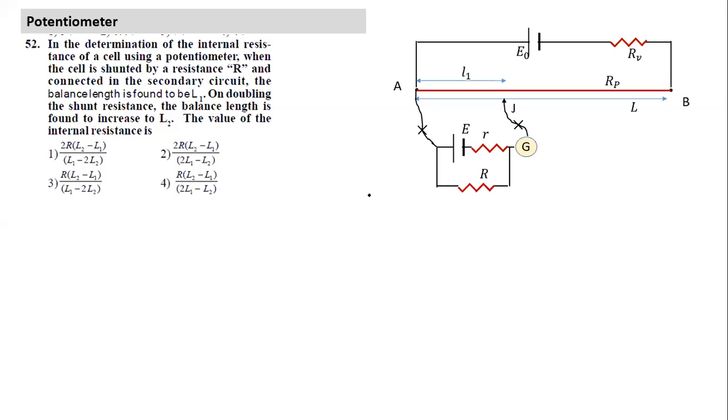Sir, I did this question already. You've done that one? Yesterday I did. You did this shunt one, this question also. Good. Yes, sir. I2 should be ER by R plus R. Yes. So, pretty simple.